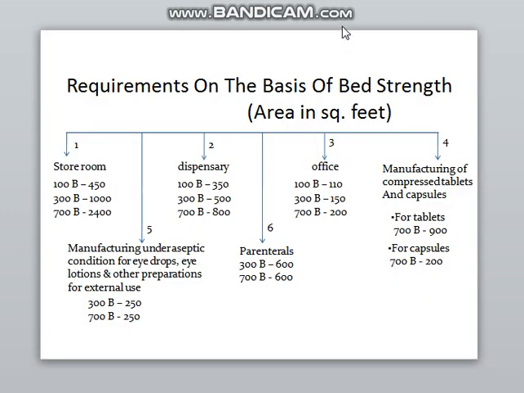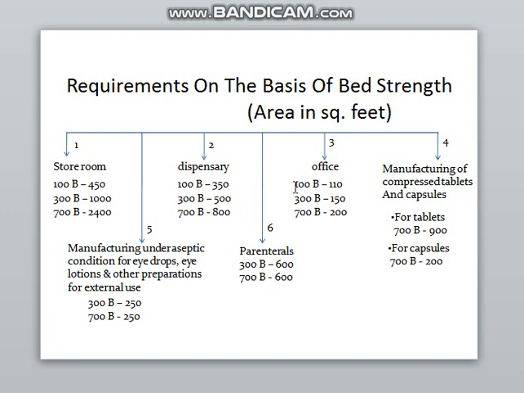Next is the requirement on the basis of bed strength. According to the bed strength, we require area in square feet. For the storeroom, for 100 beds we require 450 square feet, for 300 beds 1000 square feet, and for 700 beds 2400 square feet. For the dispensary, 100 beds require 350 square feet, 300 beds require 500 square feet, and 700 beds require 800 square feet.